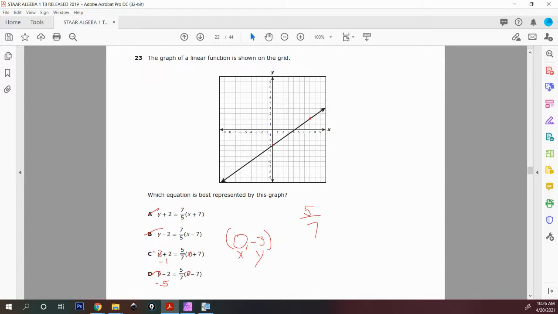All right, for the other side, if I do 5/7 times 7, because that's 0, 0 plus 7 is 7, I get 5. Well, -1 does not equal 5. That's wrong. 0 minus 7 is -7 times 5/7 makes -5. And that does equal -5. So D is my right answer.